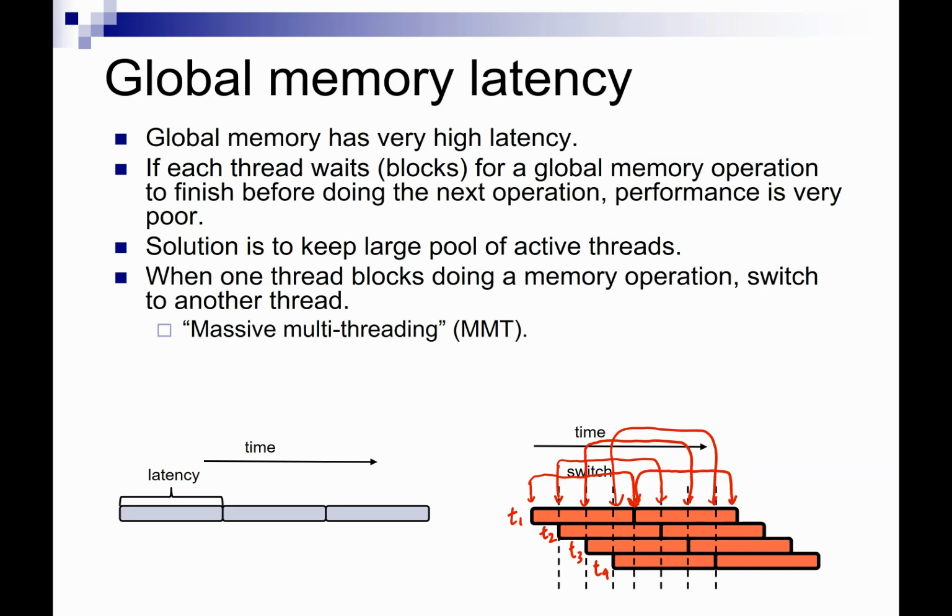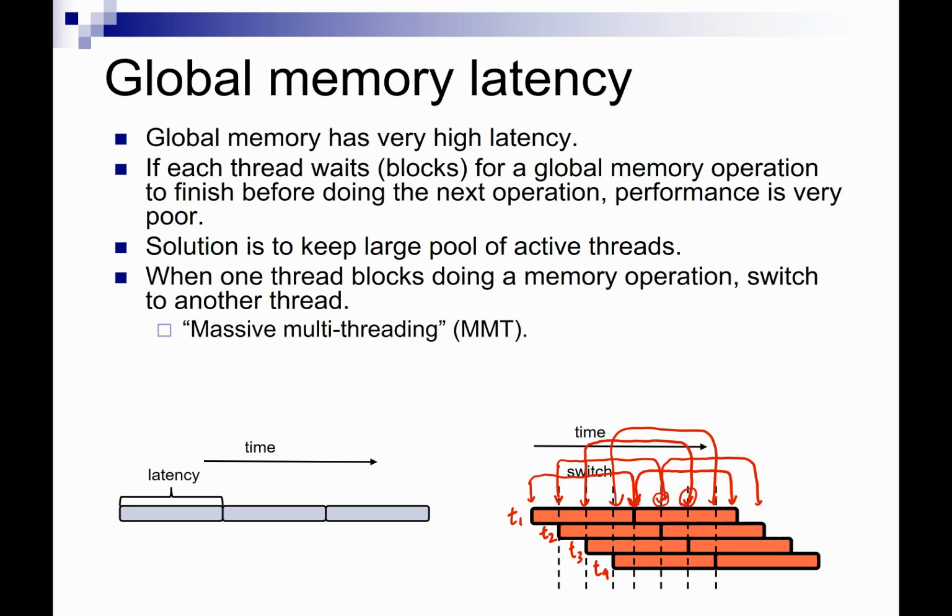But again, instead of just waiting for T1, we're going to switch to T2. You notice that at this time point, its first memory operation has finished. So we can switch to T2, and T2 is going to do some computation based on the data that it got back, and then maybe T2 decides to do yet another memory operation. So now we're going to switch away from T2 to T3. T3 by this time point has finished its first memory operation, so now it can do its computation.